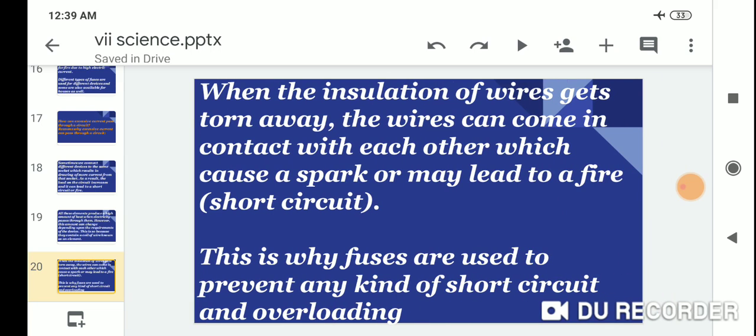When the insulation of the wire gets worn away, the wires can come in contact with each other, which causes a spark or may lead to a fire. So it's a short circuit. This way, fuses are used to prevent any kind of short circuit and overloading.